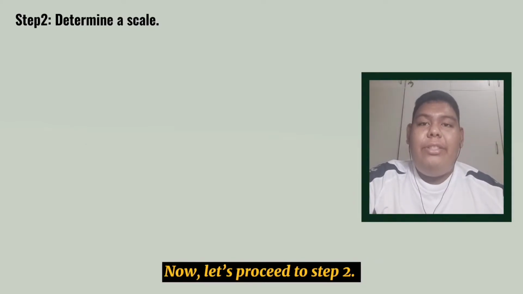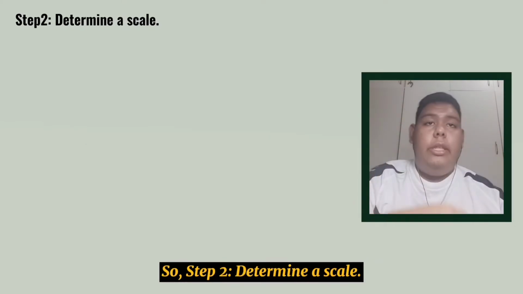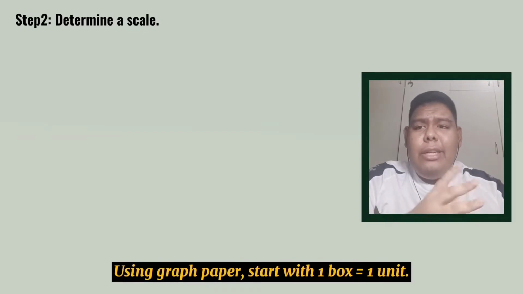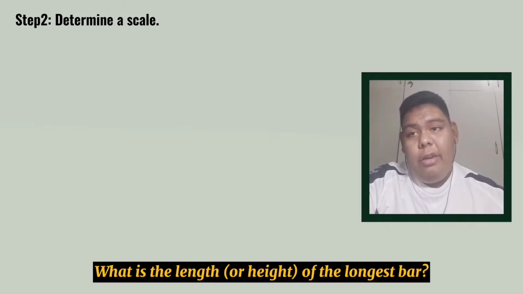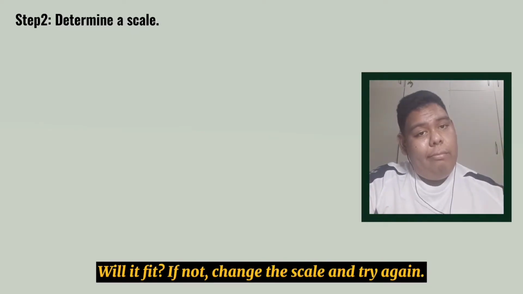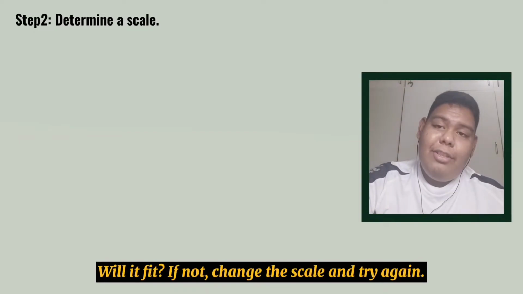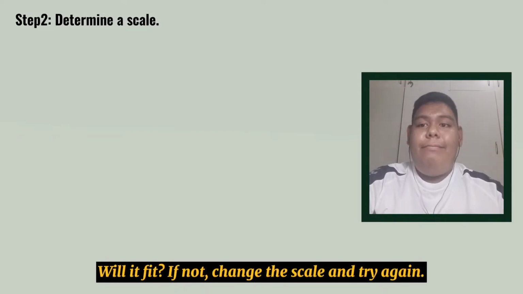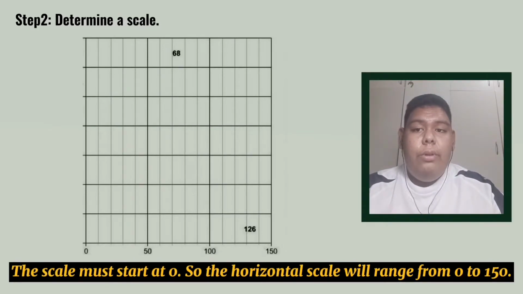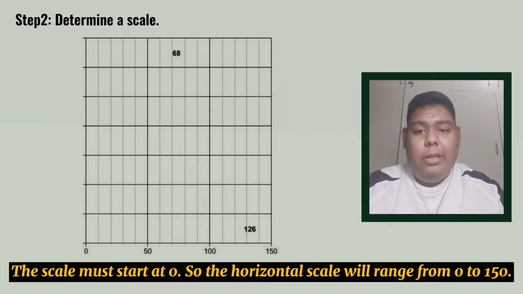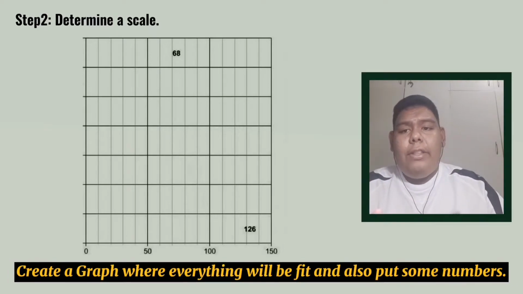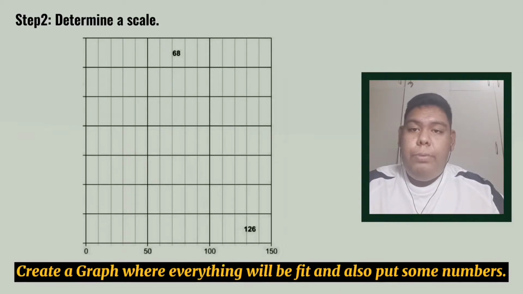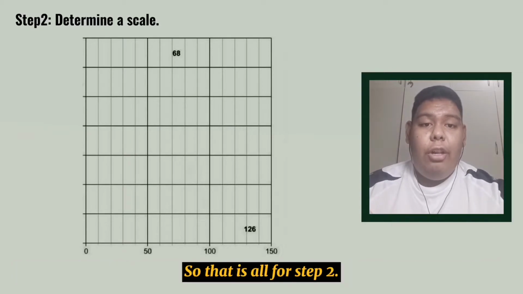Now, let's proceed to step 2. Step 2, determine a scale. Using graph paper, start with 1 box equal to 1 unit. What is the length or height of the longest bar? Will it fit? If not, change the scale and try again. The scale must start at 0. So the horizontal scale will range from 0 to 150. Create a graph where everything will fit, and also put some numbers. So that's all for step 2.